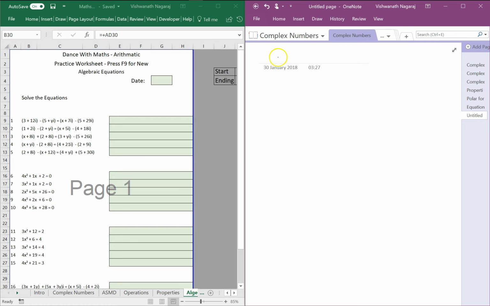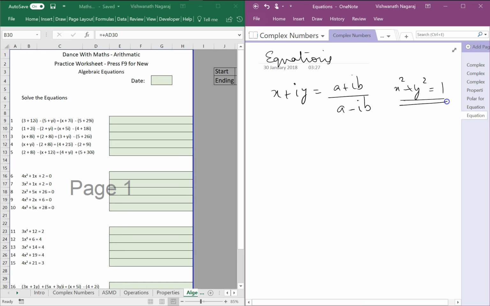Let's look at some more equations. Let's say if x plus iy is equal to (a plus ib) by (a minus ib), then prove that x square plus y square is equal to 1. We have to show this.